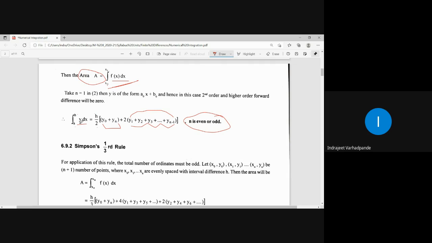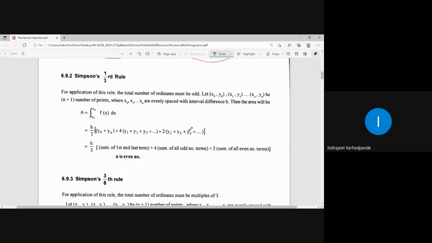So integration a to b y dx by means of the trapezoidal rule will be h by 2 multiplied by y0 plus yn plus 2 into y1 plus y2 plus y3 up to yn minus 1. First and last extreme terms should be added, the remaining will be multiplied by 2, whether n is even or n is odd. Simpson's 1/3 rule.